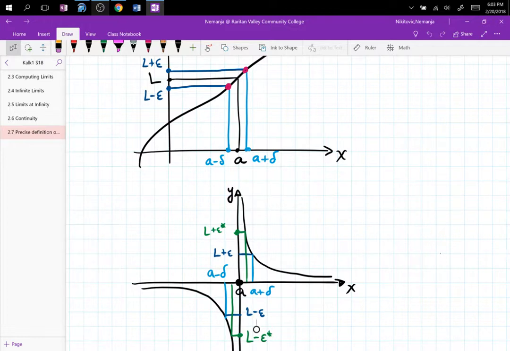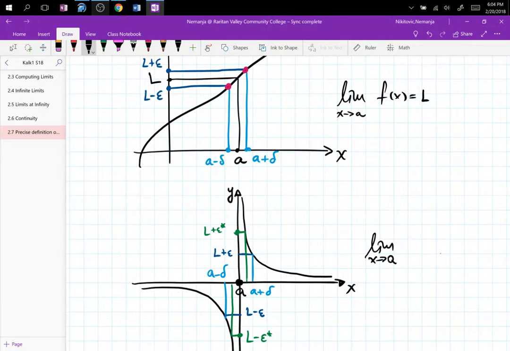As you squeeze in towards A, the y values go apart. And they become infinitely separated. They can also be finitely separated. Doesn't matter. They're not going to end up in the same y location. So, for this case here, we'll say the limit as x goes to A of f of x is equal to L. And over here, the limit as x goes to A, in this case 0, of f of x, which is actually 1 over x, does not exist. Because the squeeze did not get there.